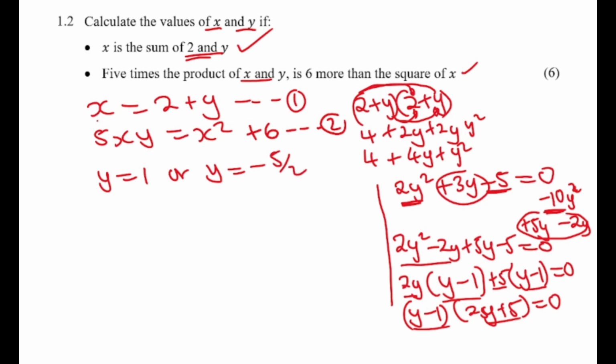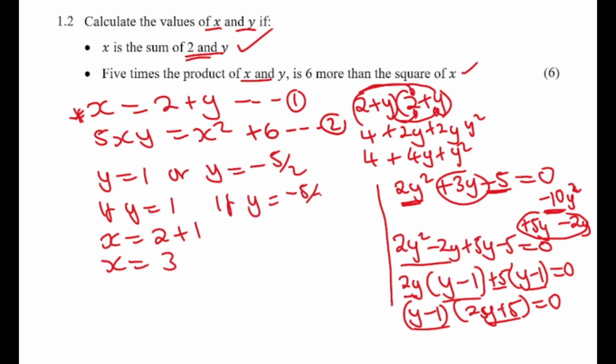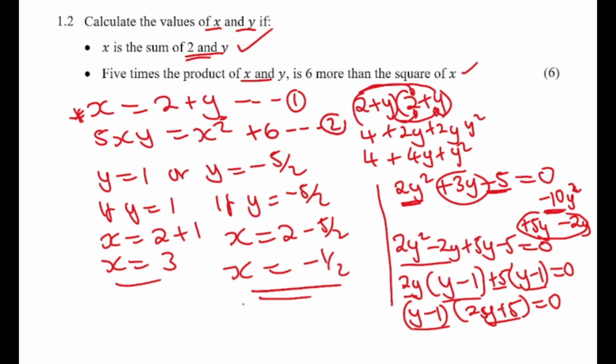Then using equation 1, we can find what x is. If y is equal to 1, then what is x? Let's use this equation to say x is equal to 2 plus 1. So it means x should be equal to 3. And then if y is equal to negative 5 over 2, what would be x? Where there's y, put negative 5 over 2. So x is equal to 2 minus 5 over 2. Then get x is equal to negative 1 over 2. Okay, so that's what we can do.